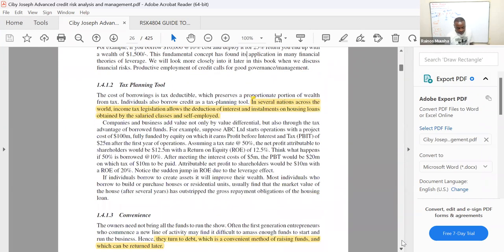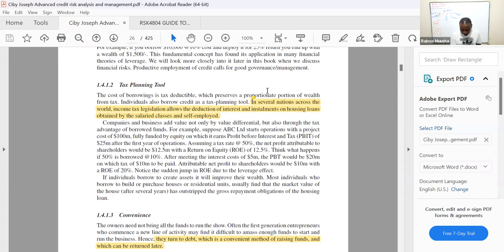The second advantage is use of credit as a tax planning tool. Here they say, in several nations across the world, income tax legislation allows the deduction of interest and installments on housing loans obtained by the salaried classes and self-employed as well. So in this case, we're saying that use of credit can be used as a tax planning tool, mainly because it would result in you being able to pay less in what? In taxes as well.